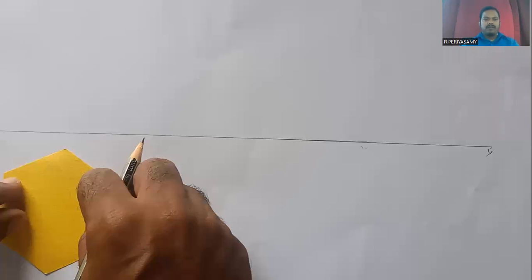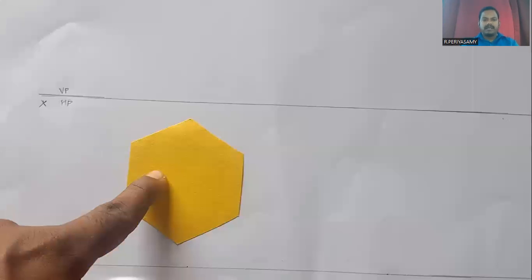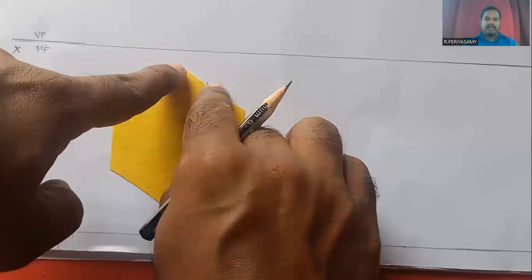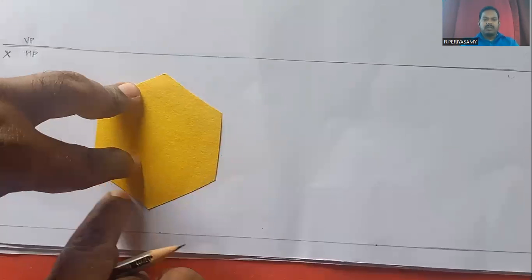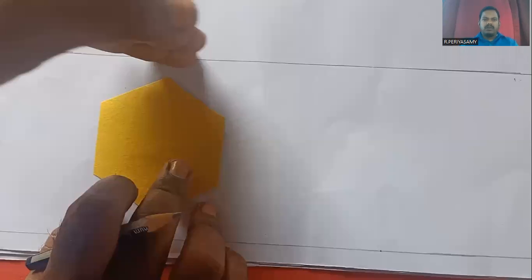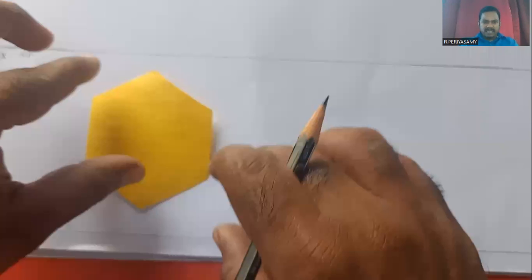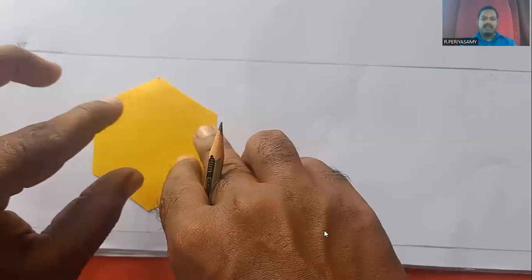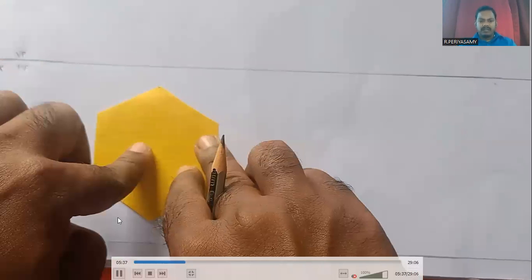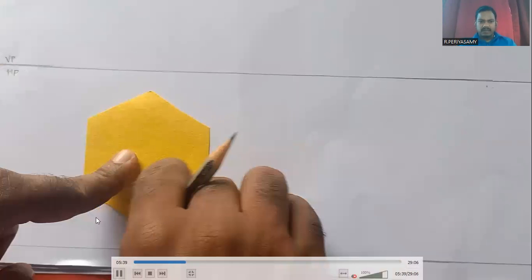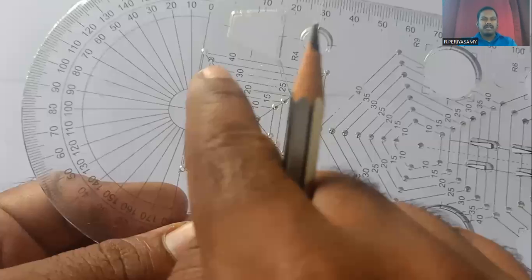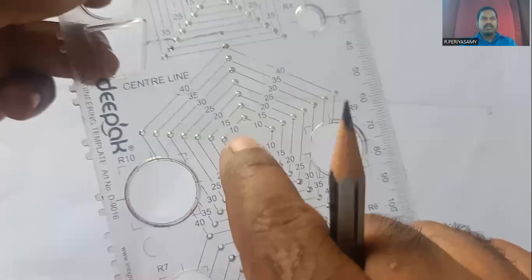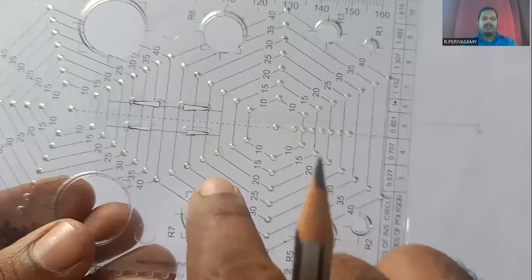In this problem, the 20 mm base side of the hexagonal plate rests on the HP. In this position, we project the top view. In top view, the hexagon shape is projected on the HP. In front view, only the front sides are projected on the VP. Since the hexagonal plate is placed on the HP, its front view projection lies on the reference axis only.